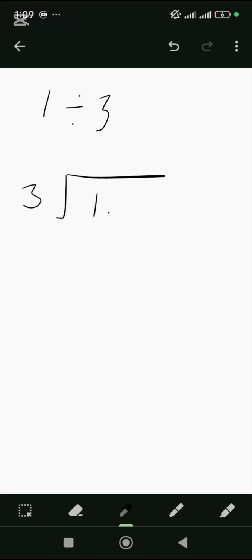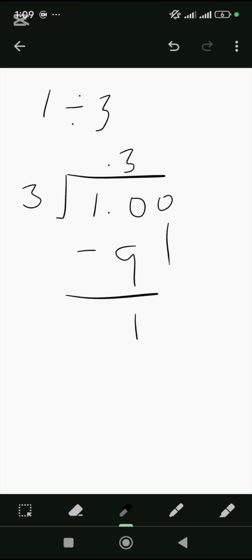Okay, let's take one more example. One more example would be 1 divided by 3. And so you can have 1 here and have 3 here. And so you can have a point here and a point 0 here. So how many 3 are in 10? That will be 3. Okay, you multiply, that will be 9. You subtract, this will be 1. Okay, you can have 0 here and bring down. How many 3 are in 10? That will be 3. You multiply, that will be 9. You can subtract, this will give you 1.